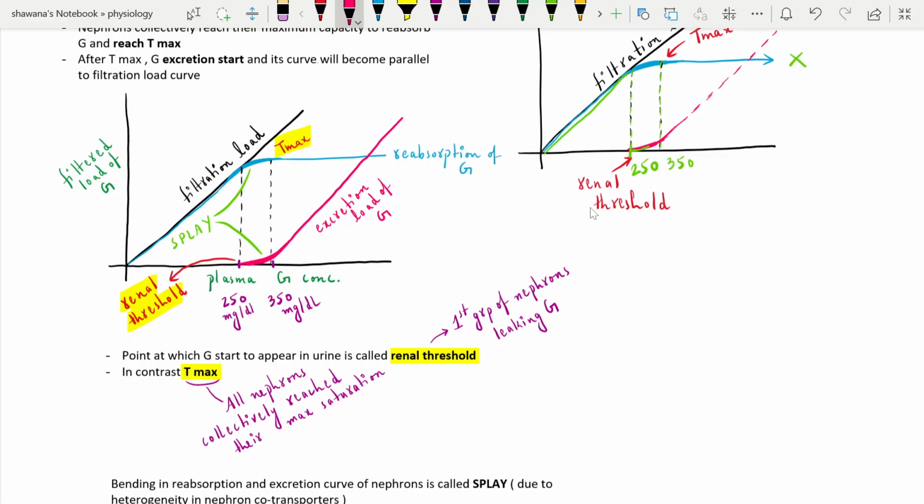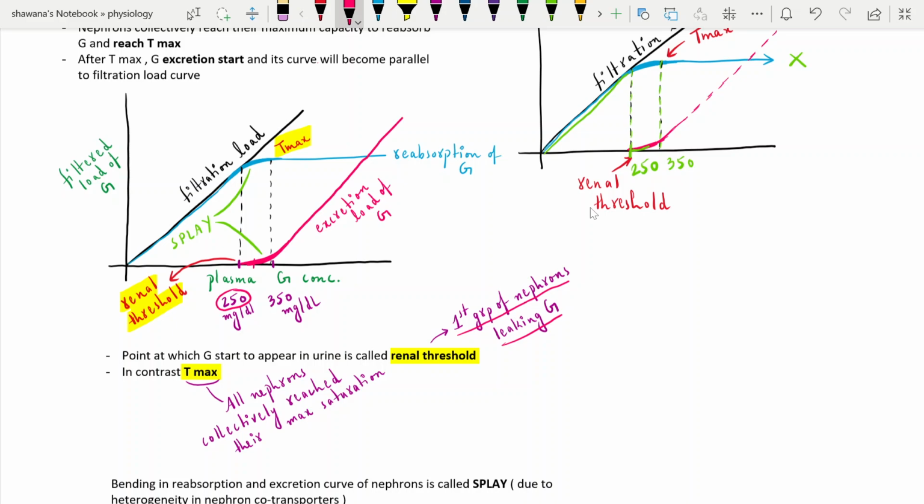Okay, let's discuss this point, 250 milligram per deciliter. This is the point when the first group of nephrons starts to leak glucose into the urine, right? This is known as the renal threshold as far as glucose is concerned. It means that glucose starts to appear in the urine at 250 milligram per deciliter. This is the renal threshold, and after some point, a point comes when all of the nephrons lose their ability to reabsorb glucose. This is known as the transport maximum. All of the nephrons reach their maximum saturation.